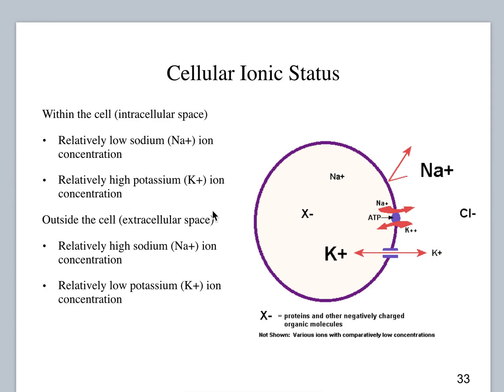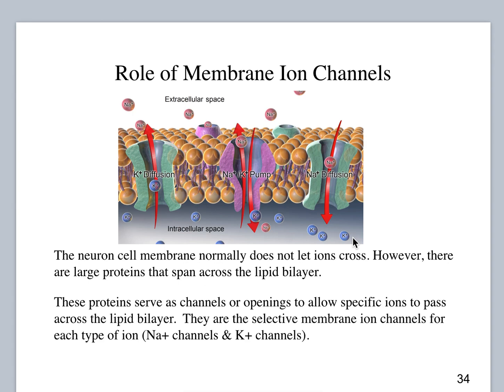So here we have the cell like we saw with the muscle. We have high potassium on the inside of the cell, high sodium outside the cell. Low sodium inside the cell, low potassium outside the cell. And just like in the muscle, the nerve cell membrane does not let ions cross at any point. The cell membrane is designed so that positive and negative charged ions cannot cross over unless there's a channel. A channel has to be there to allow for passageway.